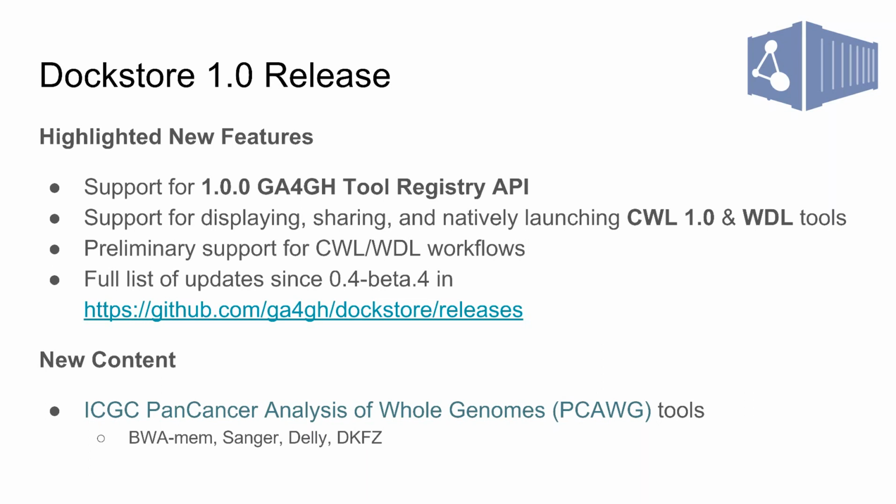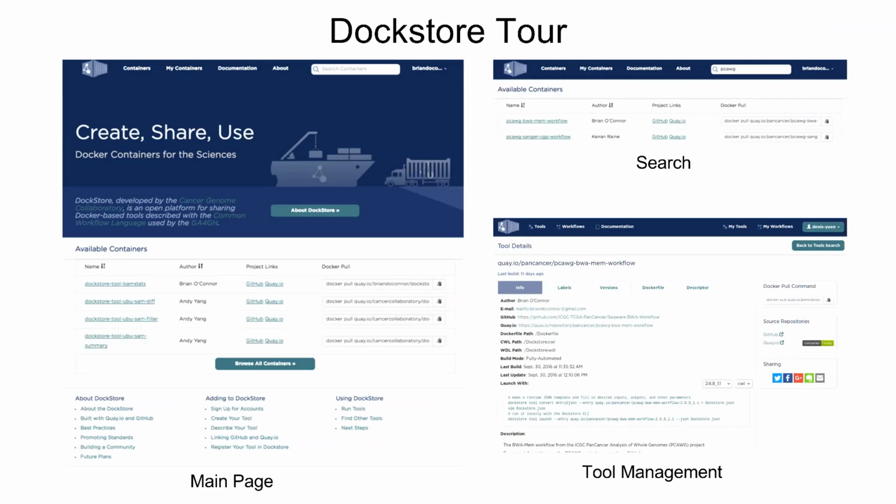Okay, so I just wanted to give you now a brief tour. For those of you that haven't seen Dockstore, it's a nice, fast rendering website. On the main page, you can see it shows the top available containers. These are the most recently registered containers. And it also shows background information about the project, links to documentation, that sort of thing.